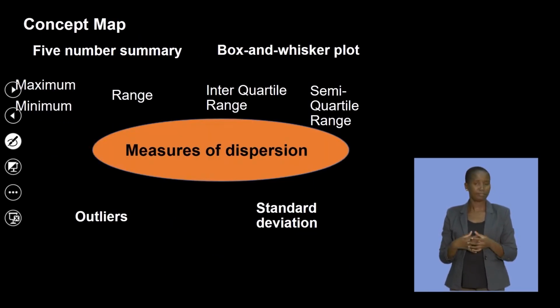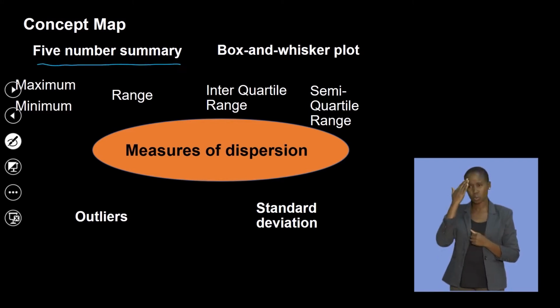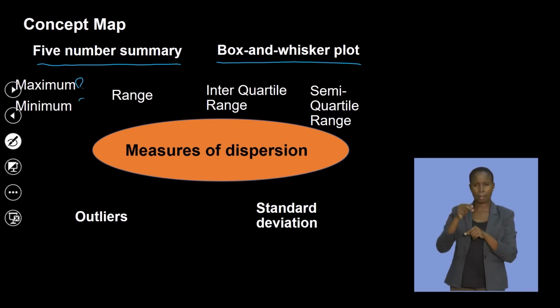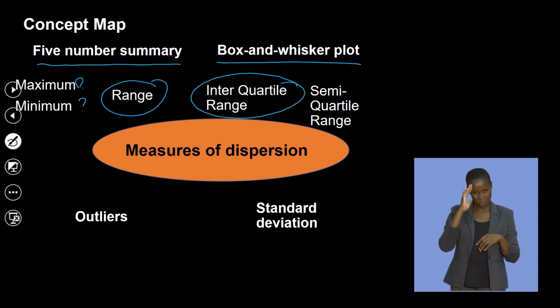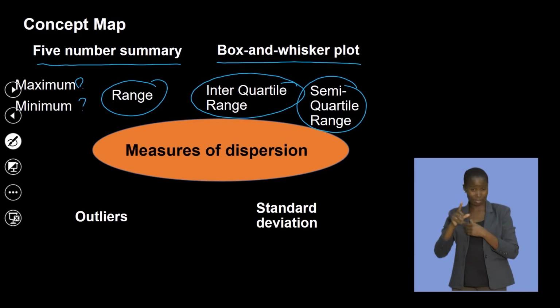So what we're going to look at now is, we know what is the 5-number summary, the box and whisker plot, the maximum value and the minimum value, which is actually part of the 5-number summary. Range, which is one of the dispersion measures, is the maximum minus minimum. Interquartile range is the upper quartile minus the lower quartile, which is Q3 minus Q1. And the semi-interquartile range is half the interquartile range.